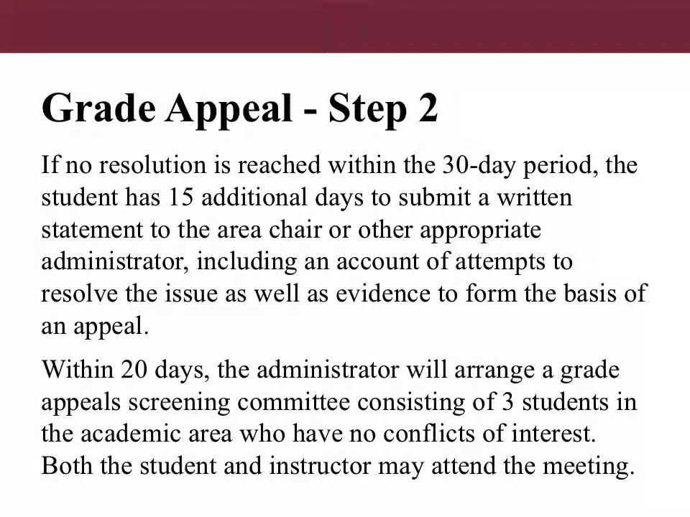If no resolution is reached within the 30-day period, the student has 15 additional days to submit a written statement to the area chair or other appropriate administrator, including an account of attempts to resolve the issue, as well as evidence to form the basis of an appeal. Within 20 days, the administrator will arrange a grade appeals screening committee, consisting of 3 students in the academic area who have no conflicts of interest. Both the student and instructor may attend this meeting.